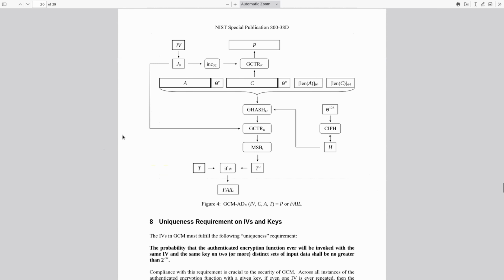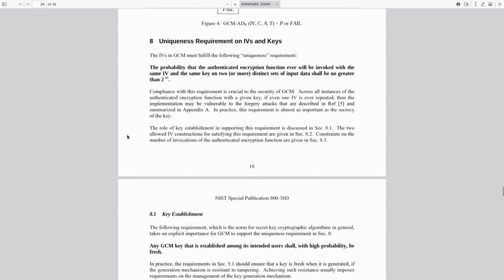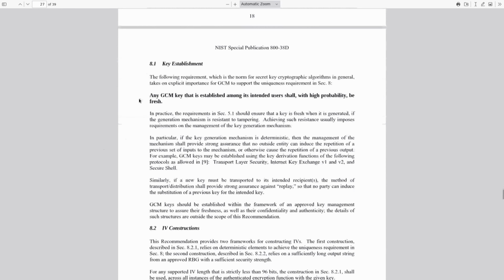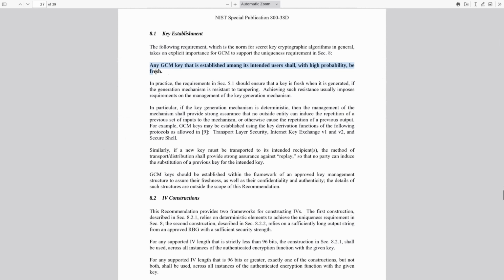And if we look at this, yeah, we see that the scheme for GCM is a little bit less trivial, and we will get to this in a later video. I'm not going to dwell on it too much for now. But yeah, we have a uniqueness requirement. The probability that the authenticated encryption function ever will be invoked with the same IV and the same key on 2 or more distinct sets of input data shall be no greater than 2 to the negative 32. Now this is exactly the sort of thing that you want to have, because this is quite easy to evaluate in practice. And if we scroll down here, yeah, you want fresh keys, that much.